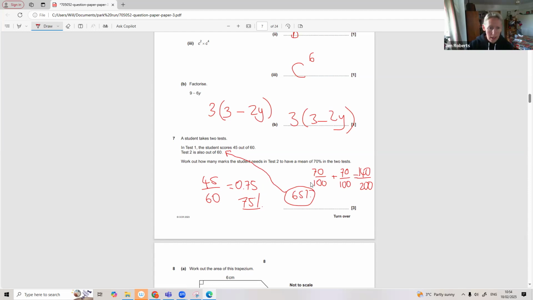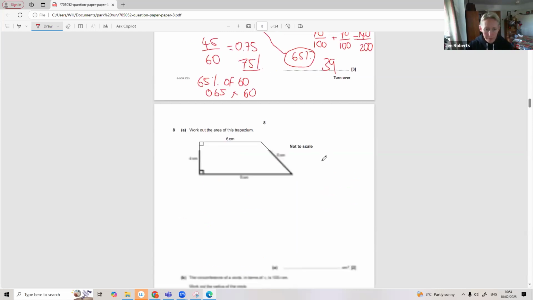So how do we need to work out how many marks out of 60? So what is 65% of 60? Change that into a decimal, 0.65 times 60 gives you 39. You may have done it a slightly different way compared to me, but hopefully you got the answer 39.